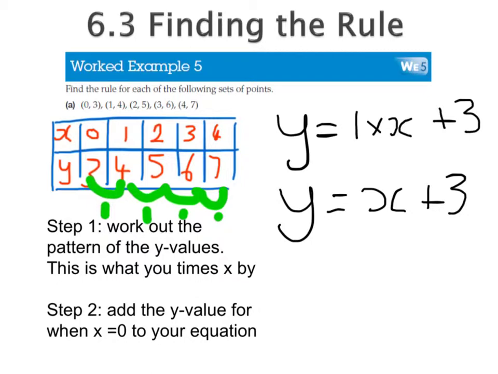I can double check. 0 plus 3 equals 3, 1 plus 3 equals 4, 2 plus 3 equals 5, 3 plus 3 equals 6, 4 plus 3 equals 7.